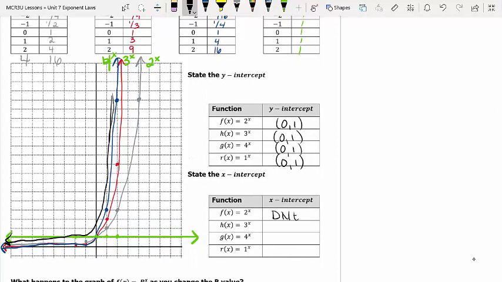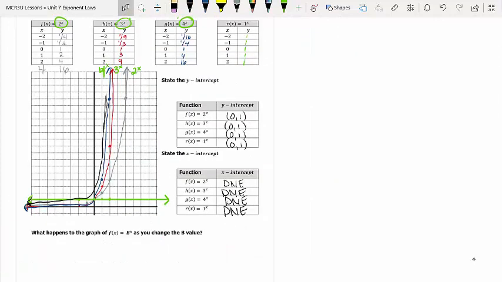It does not exist. Okay, and the last thing we're going to do is we're going to write a conclusion about the b values. Okay, so the general form of an exponential function is f of x equals b to the power of x, and b is just the base. Okay, so here the base was 2, here the base was 3, here the base was 4, here the base was 1. So we notice that as the b value increases, the graph gets steeper.